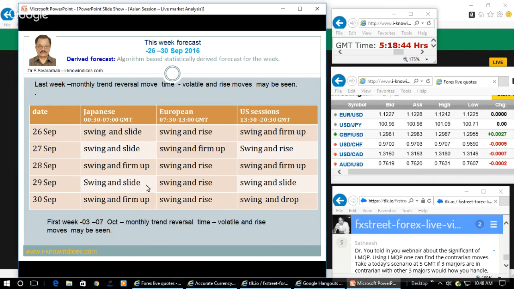After gaining all the levels, they are expected to build up sell positions, start sliding, and pretend as if they are going to rise again, and then start sliding. That will give a bearish feel in the market. And finally, on the last day of September, they are expected to make the swing and slide, and then finally drop during the US session.